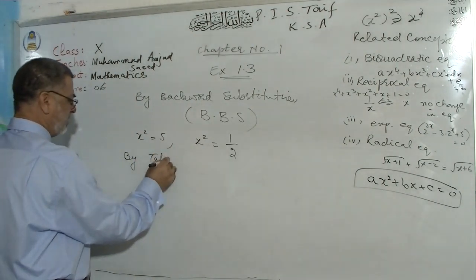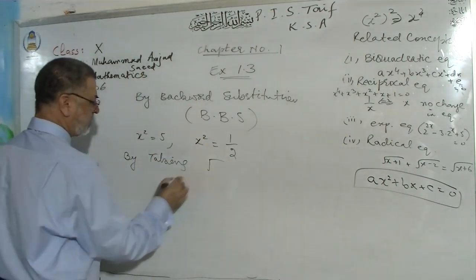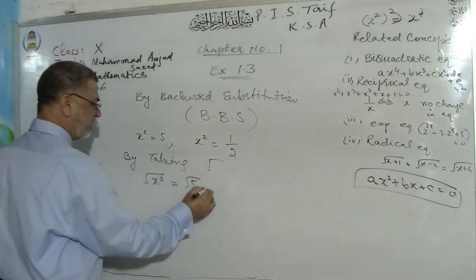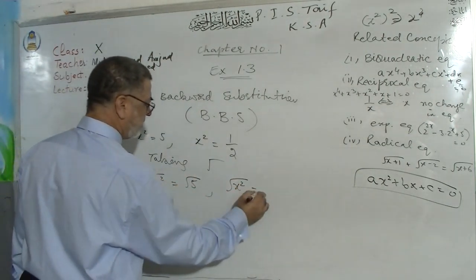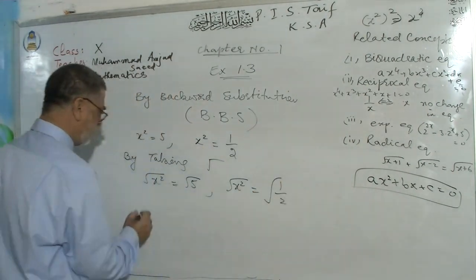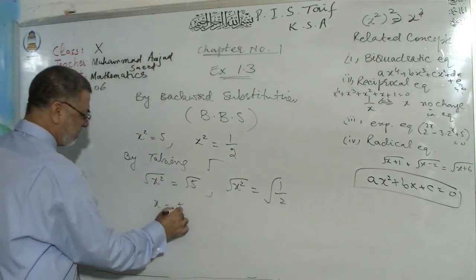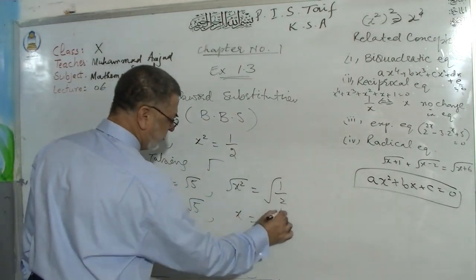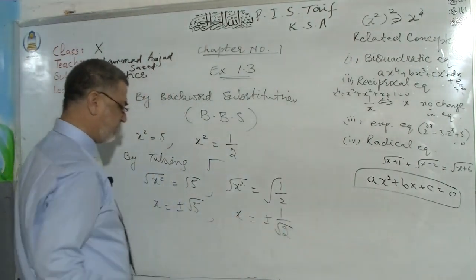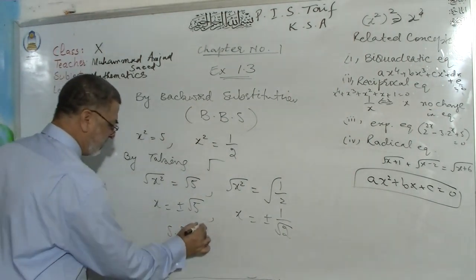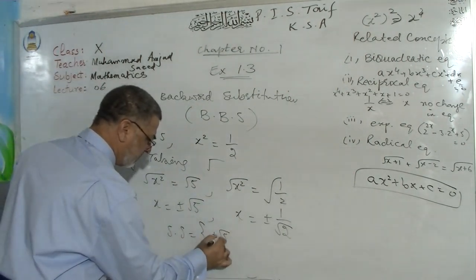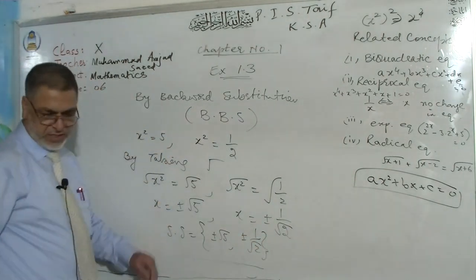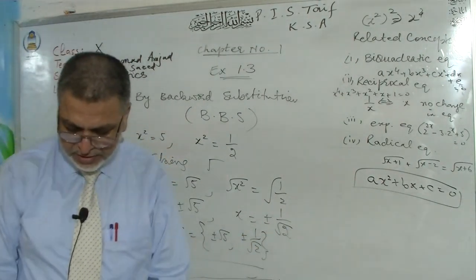By taking square root, under root x square is equal to under root 5, and under root x square is equal to under root 1 over 2. The square and square root cancel out, so x is equal to plus minus under root 5, and x is equal to plus minus under root 1 over 2. So your solution set can be written as plus minus under root 5 and plus minus under root 1 over 2. That's your answer. I hope that you got the answer.